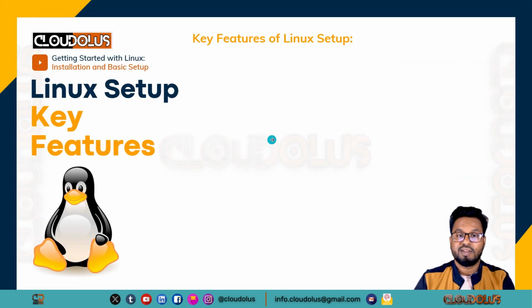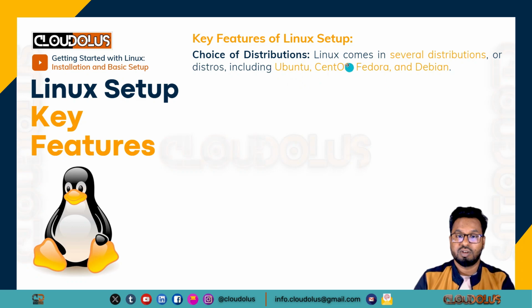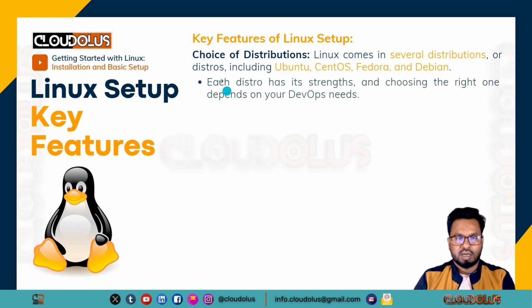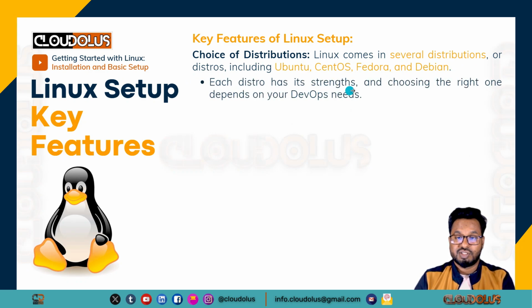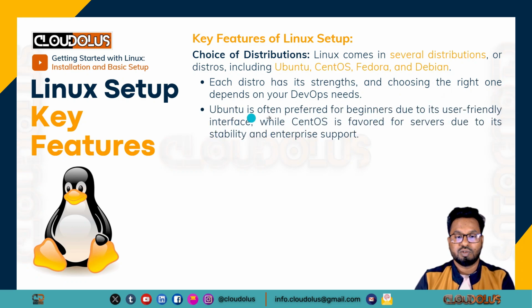This is the key features of Linux setup. First of all, choice of distribution. Linux comes in several distributions, or distros, including Ubuntu, CentOS, Fedora, and Debian. Each distro has its strengths, and choosing the right one depends on your DevOps needs. Ubuntu is often preferred for beginners due to its user-friendly interface, while CentOS is the favorite for servers due to its stability and enterprise support.